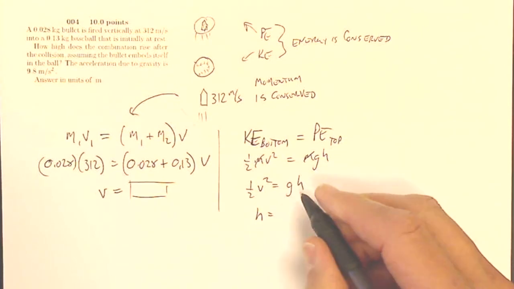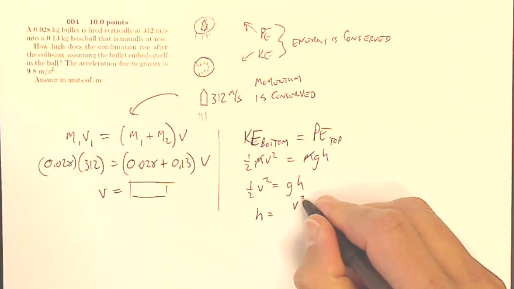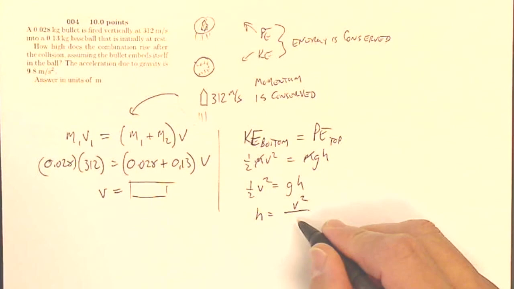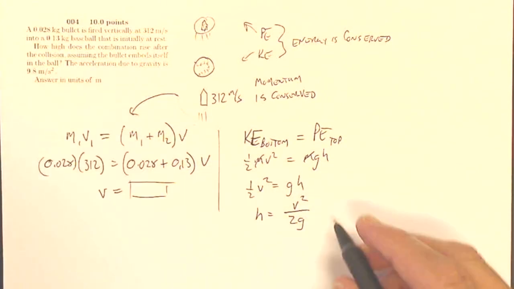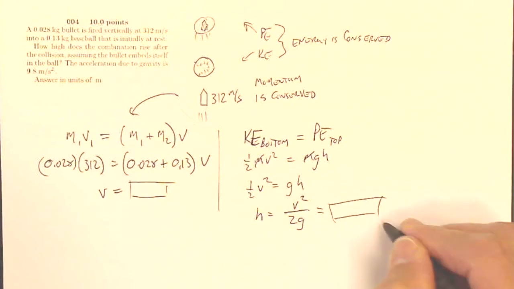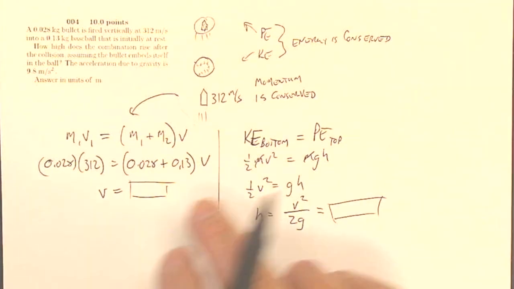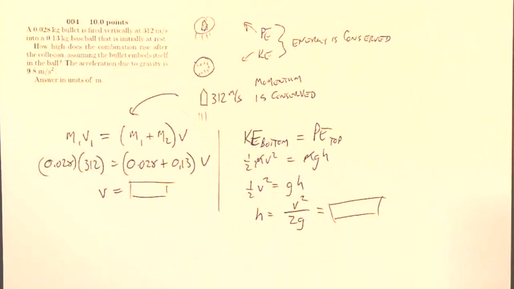So my h is going to be v squared over 2g, and make sure that you're using g as 9.8. And that'll give you the height at which the baseball and the bullet will rise to. So I've got momentum conserved over here and energy conserved over here.